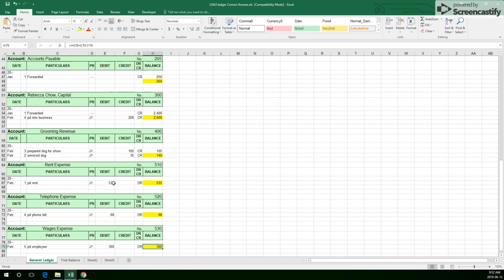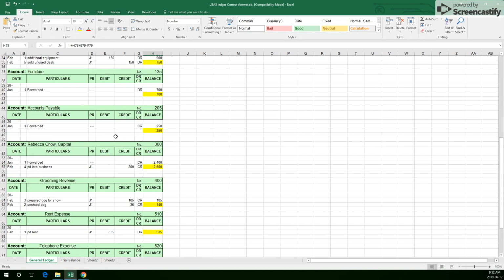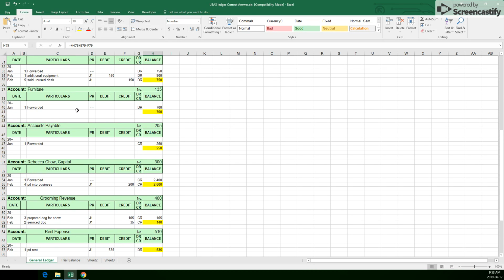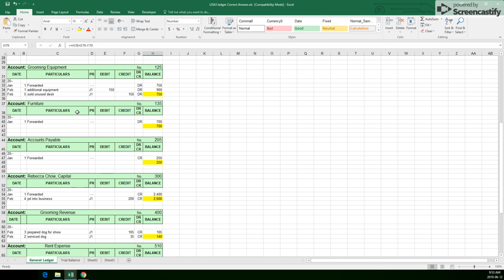One thing I wanted to point out is that accounts payable wasn't impacted by any of the journal entries, nor was furniture. It was unchanged. You may have put this unused desk into furniture, and that's probably the most correct way. So I'm going to take that out of there right now and change that. I'm going to delete that, and I'm going to no fill.